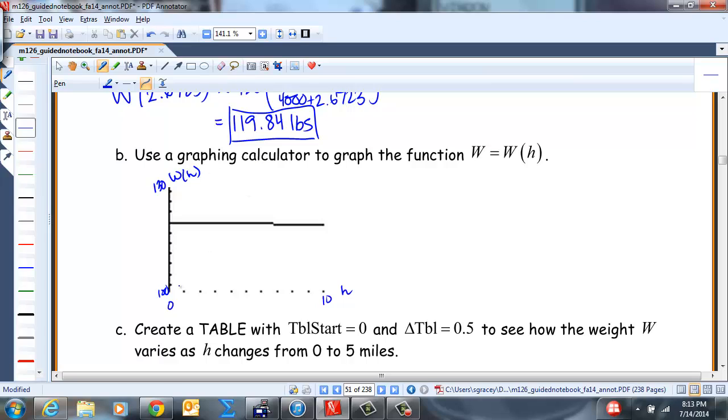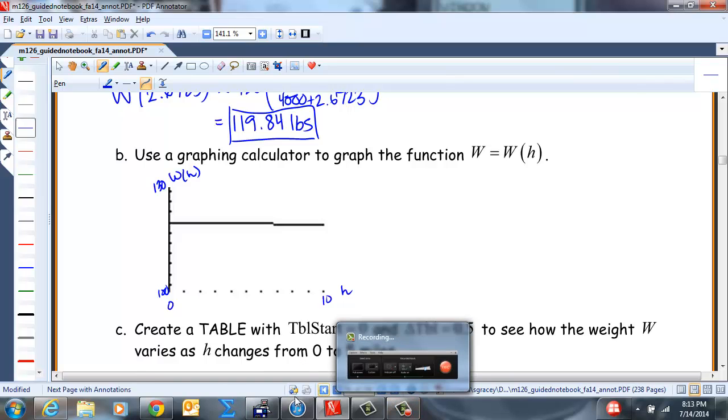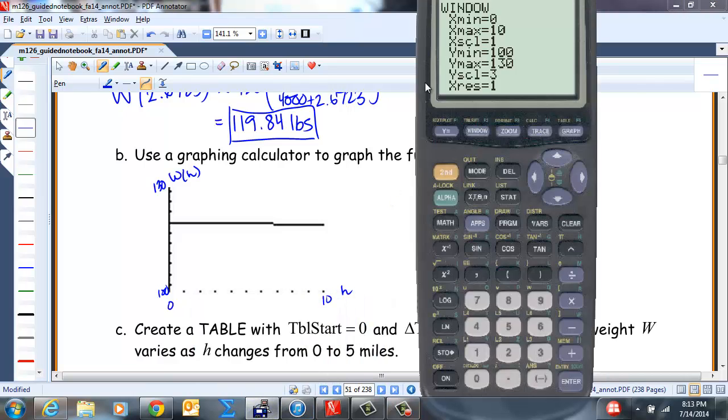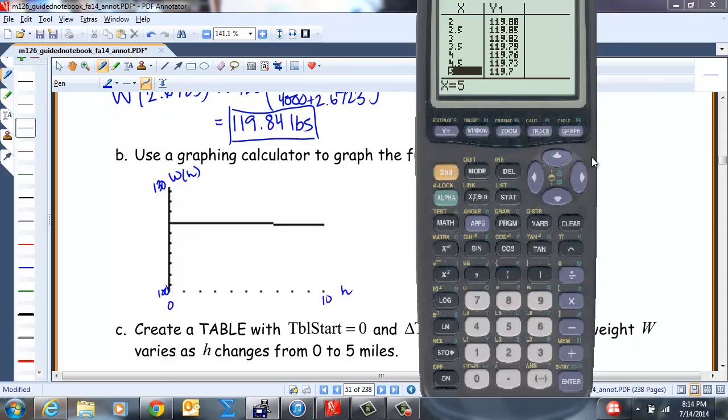Now they want us to create a table starting at 0 and the change in table to be 0.5 to see as h changes from 0 to 5 miles. So let's see what happens. So second table set. They want us to start it at 0 to 0.5. So what do we see happening? At sea level, same weight. And then as we keep going on, towards 5 miles, what do you see happening? It's decreasing, isn't it, slightly? You keep going, it'll decrease even more.